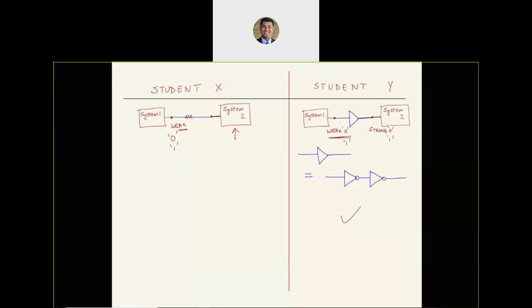When I said right approach, I meant a correct approach. So student X's approach is going to be a correct solution only under ideal circumstances when we have a strong 0 or 1. But student Y's approach is going to work even for the worst case, where we have weak binary signals present at the output of system 1.